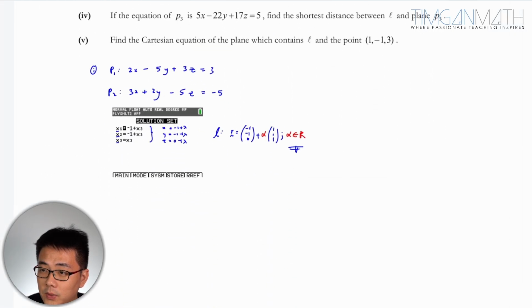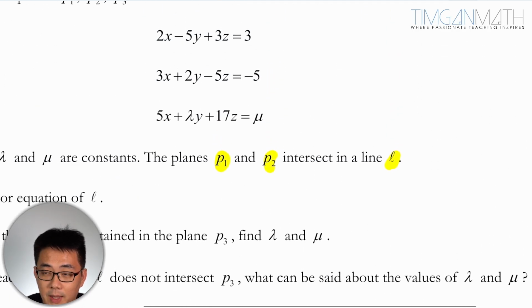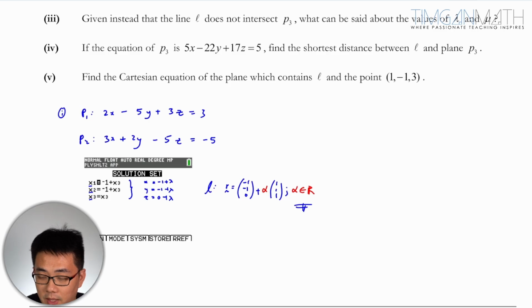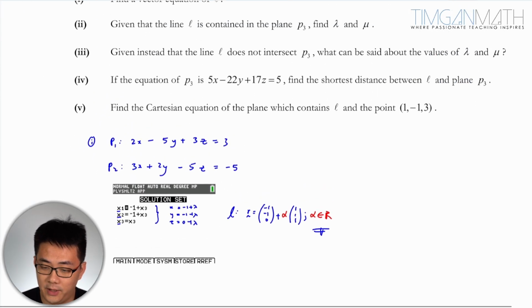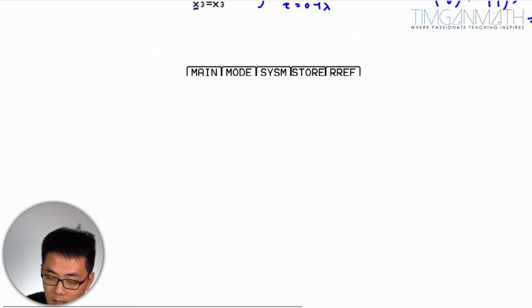Before we move on to part 2, I just want to mention that this shouldn't be lambda because we already have lambda in the other equation here. So just change it to any other letter. I'm going to use alpha instead. Now we are given that L is contained in plane 3. Find lambda and mu. I'm not sure what's going on, so I'm just going to draw it out first.